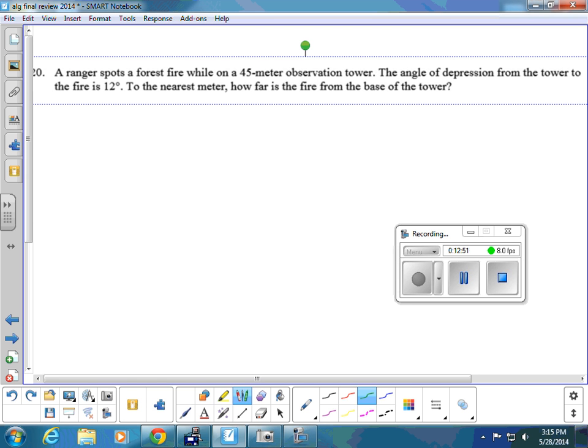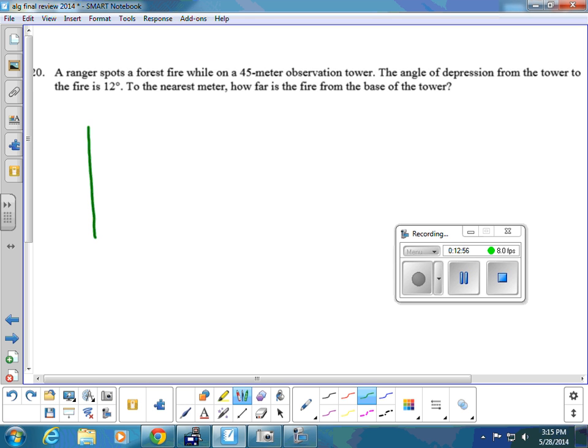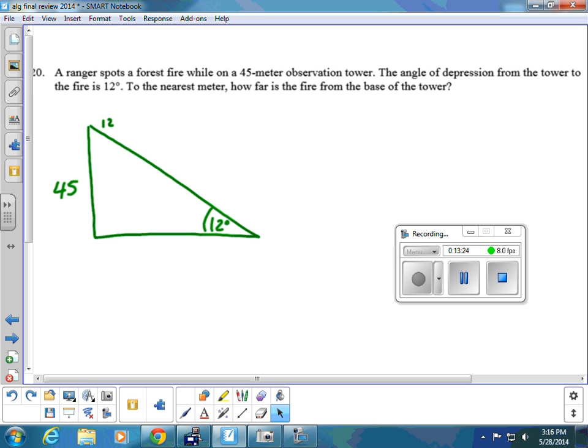A ranger spots a forest fire while on a 45-meter observation tower. So you just have a side that says 45 meters, or just 45. The angle of depression from the tower to the fire is 12 degrees. So now you think of angle of depression, you're going to have a triangle. The angle of depression is here at 12 degrees, which transmits down to here as 12 degrees. Okay?